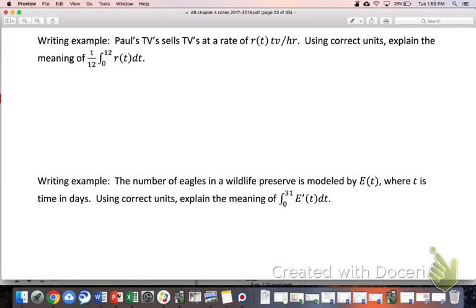It says, Paul's TVs sells TVs at a rate of R of T. I thought this TV were selling TVs until I thought about it. Oh, the TVs are not selling. Paul is. Some guy named Paul. So he's selling these TVs at a rate of R of T TVs per hour. Using correct units, explain the meaning of that expression right there.